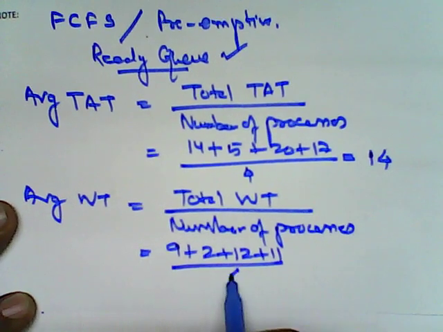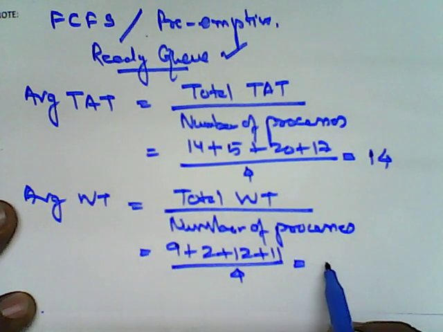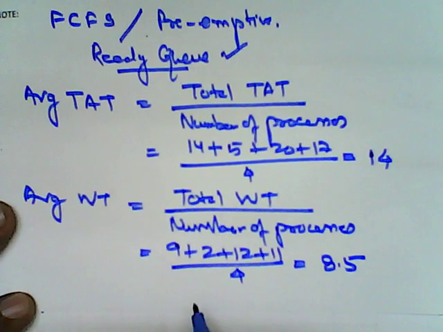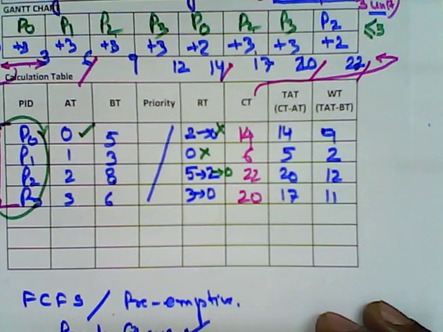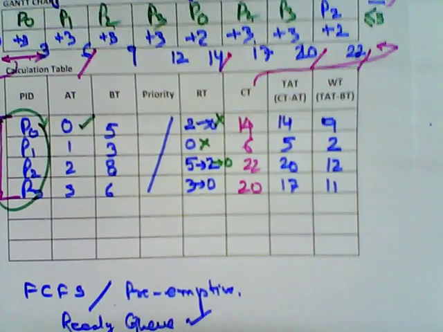So this solves the problem related to the round robin scheduling algorithm. You practice this type of examples and be confident.